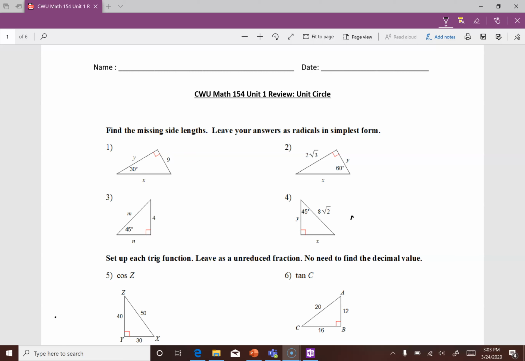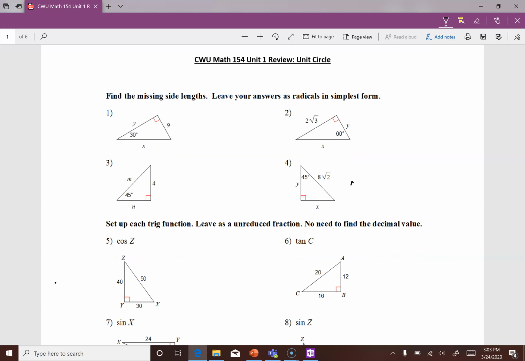All right, ladies and gentlemen, let's go through the review packet for Unit 1, the unit circle. First up, we've got 30, 60, 90 triangles. We're given the short leg right here, which means we have to multiply by 2 to get to the hypotenuse. So that will give us 18. And then to go from the short leg to the long leg, we need to multiply by root 3, and that's going to give us 18 root 3.